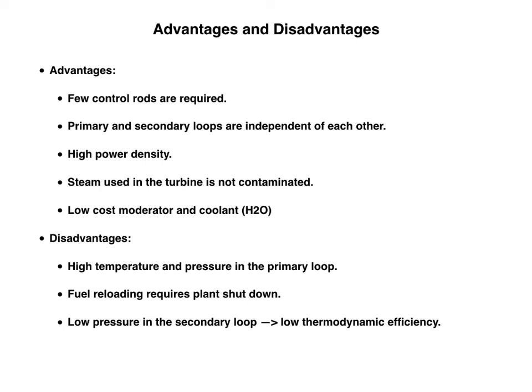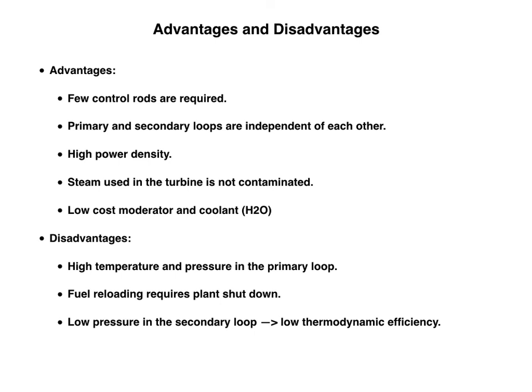Third, the pressurized water reactor has a high power density, which leads to the construction of a very compact core size, which can be used in ships and submarines. Another feature is that the steam used in the turbine is not contaminated with radioactive material because the secondary and the primary loops are independent of each other. The last feature is that the pressurized water reactor uses light water as a moderator and a coolant, which is very cheap and available.